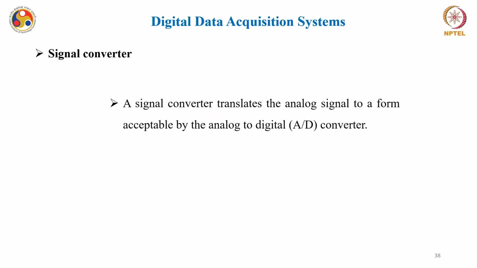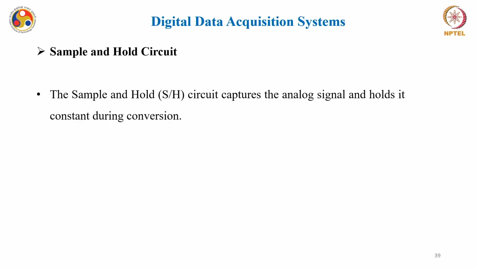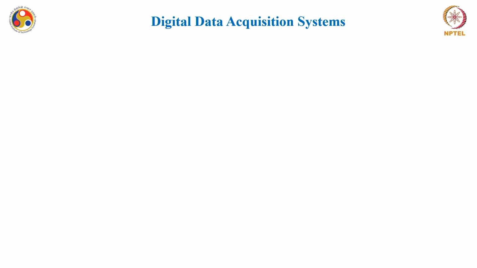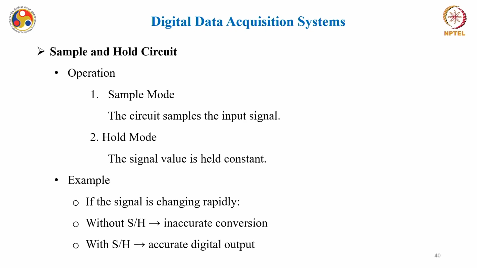Then you had a signal converter, which translates the analog signal to a form acceptable by the analog to digital converters, and it goes through a sample and hold circuit. The sample and hold circuit captures the analog signal and holds it constant during the conversion. The operation of the sample and hold circuit we have seen previously.